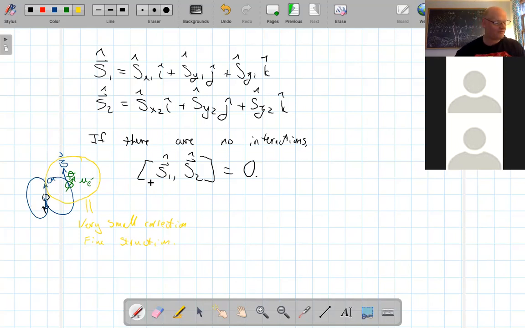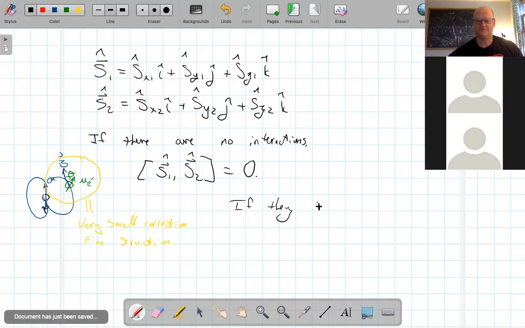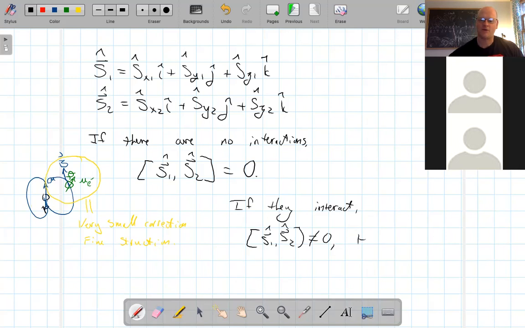Good. Now, if they do interact with each other, then this won't be true anymore. Again, in general, which basically means that the Hamiltonian won't be diagonal in that representation, in the basis functions that we wrote down before.